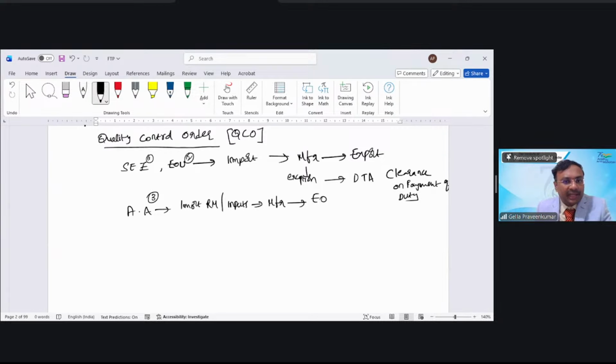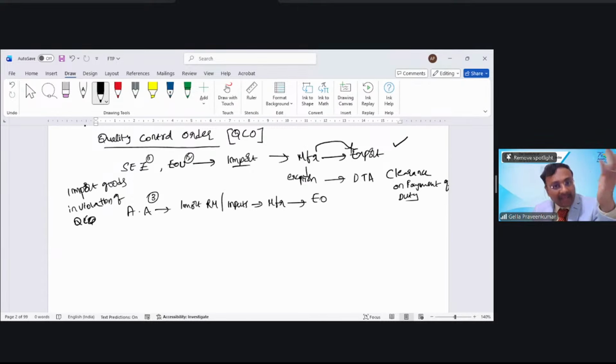Is there any non-compliance if SEZ, EOU, AEA import goods in violation of QCO? So the provision says that, look, we are not bothered with all of you. Whatever you are going to import, you are going to manufacture, you are going to export. Then I allow you to import those items which do not meet the quality control order, provided you manufacture and export back.